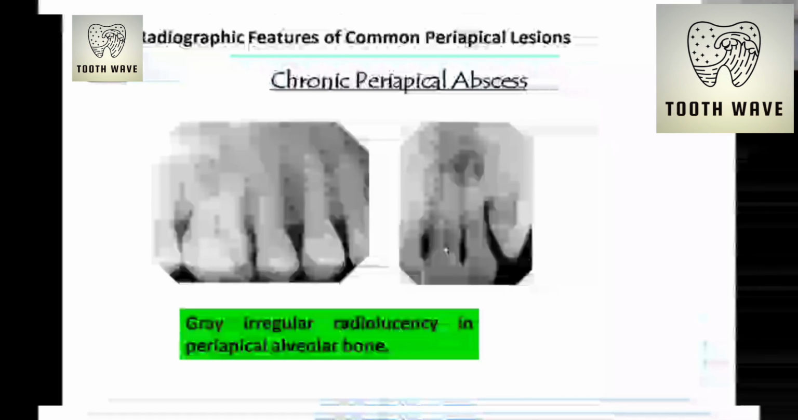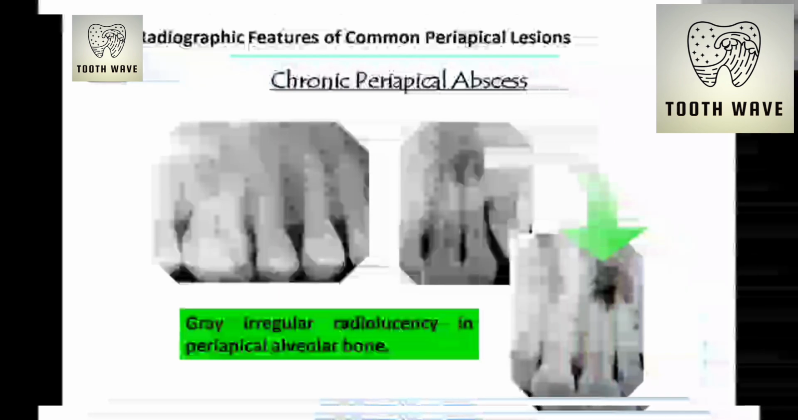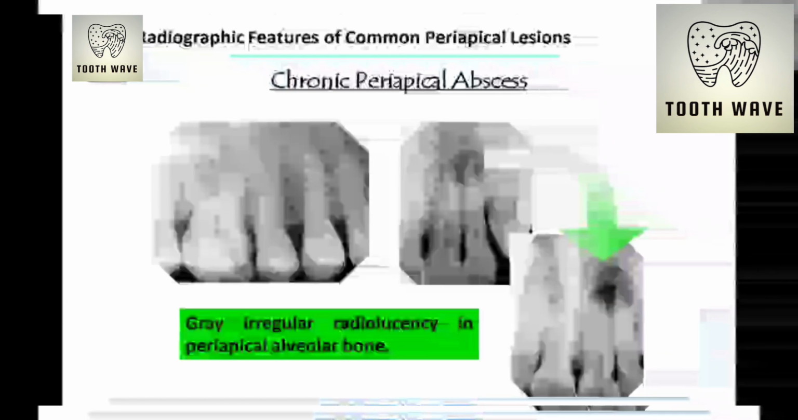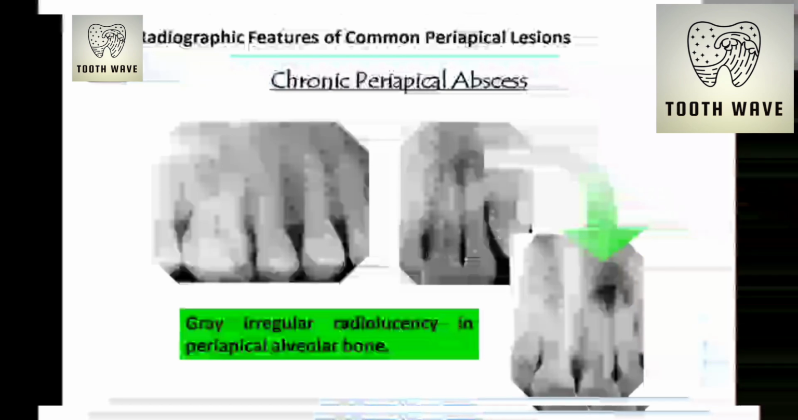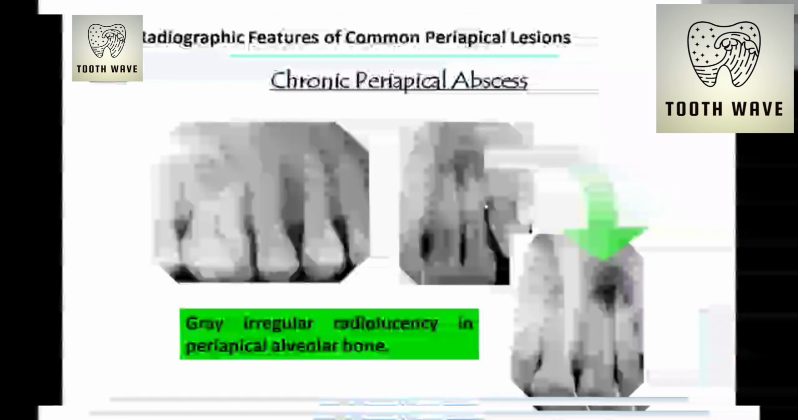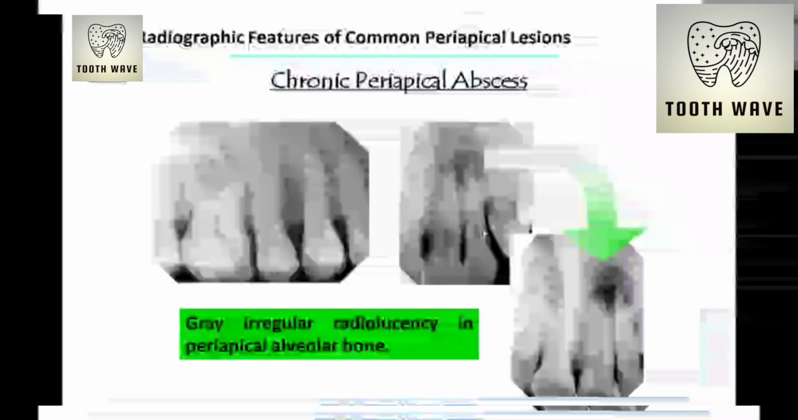Similarly, this is the anterior IOPA, 2, 1, 2, 2. You can see there is a wide pulp chamber, a very well defined or somewhat irregular radiolucency. You see the crest. There is so much horizontal bone loss till the middle third of the roots. This also has to be identified.